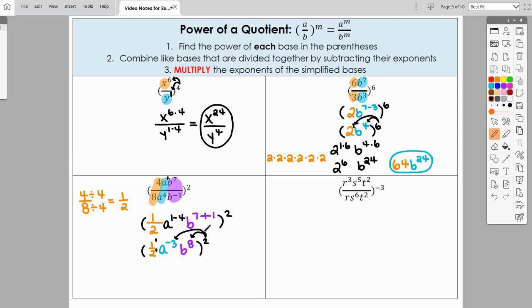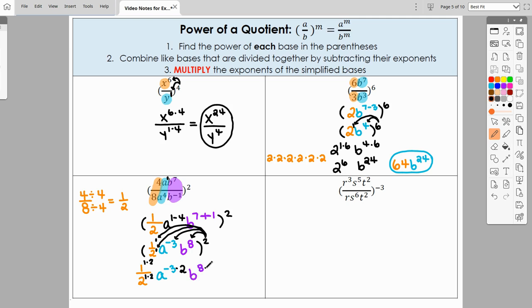So I will also multiply the 2 to the exponent on the denominator of 2 and the 2 to the exponent of the numerator 1. So what this looks like is like this. I'm going to have 1 to the power of 1 because there's that hidden 1, and it will be multiplied by 2. I'm going to have in the denominator here a 2 to the power of 1. That will be multiplied by 2. A to the power of -3 will be multiplied by 2. And then b to the power of 8 will be multiplied by 2.